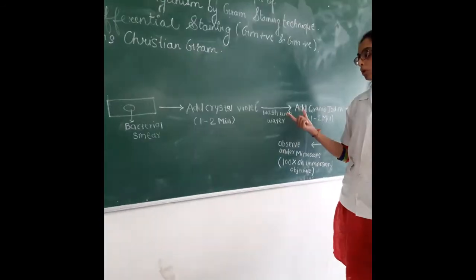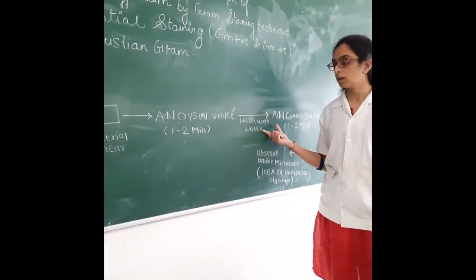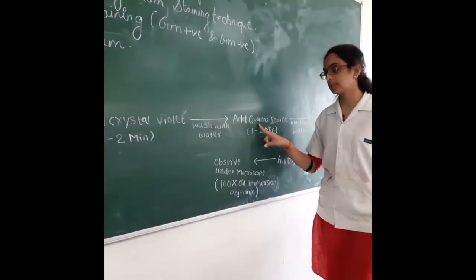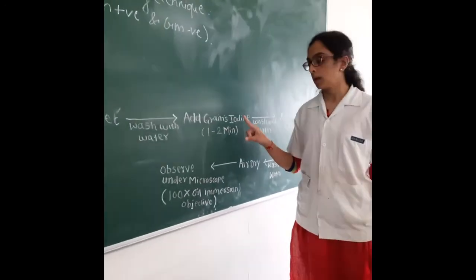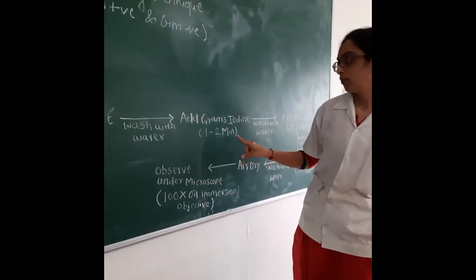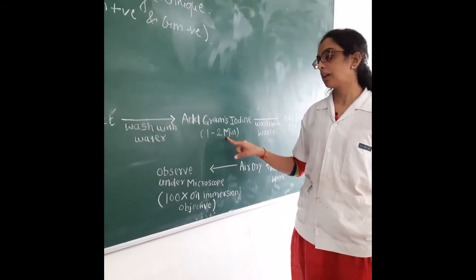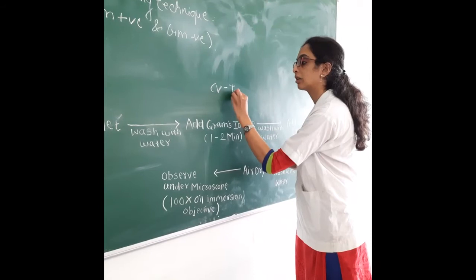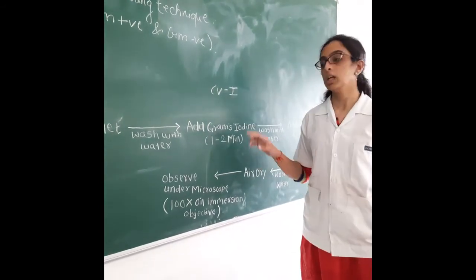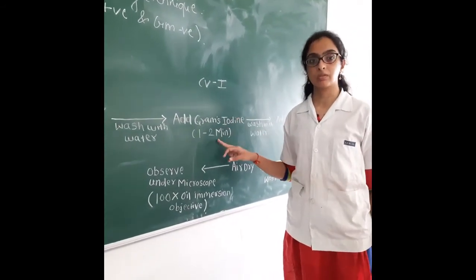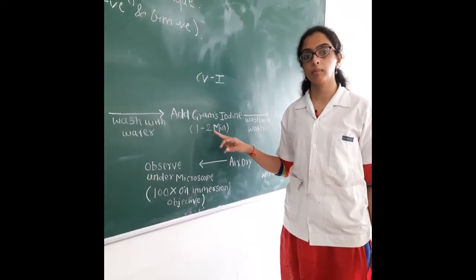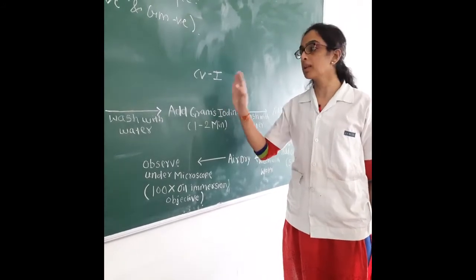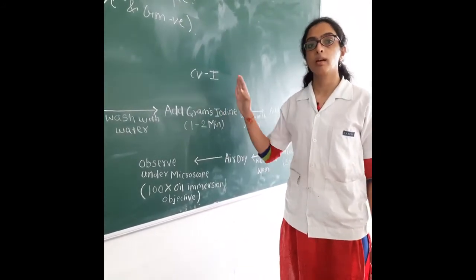After this, you have to wash it with water, and then you have to add the mordant, which is known as the Gram's iodine. Now this mordant, when it is allowed to react with the bacterial smear, will form crystal violet iodine complex in both the cells, whether gram positive or gram negative. So Gram's iodine will help you to fix the stain to the bacteria.